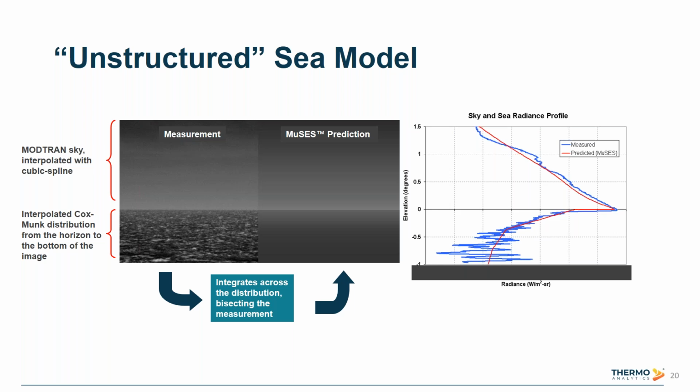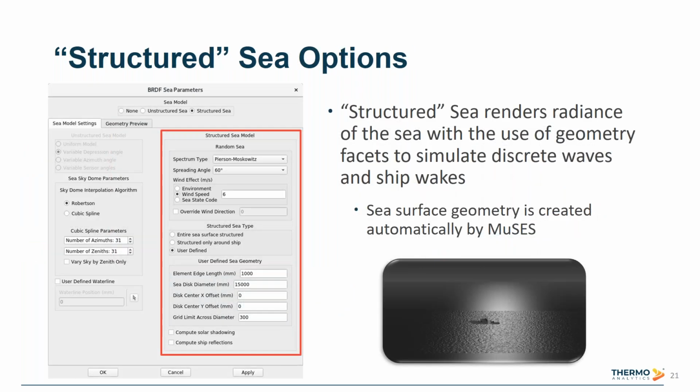Now, while this data does match, if you want a more realistic looking picture that better matches the variance in waves and clutter found in that measured image on the left, the structured sea option might be the option for you. So selecting this structured sea option will create geometry on the waterline in order to more accurately model waves and wakes. The created waves depend on both wind speed and direction.